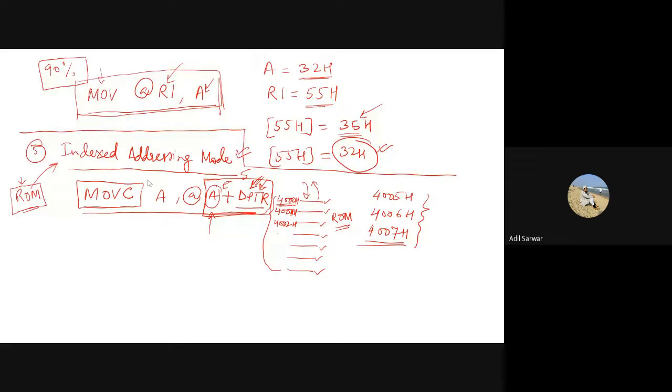Any question? सर इंडेक्स एड्रेसिंग मोड एक बार और बता दीजिए. अच्छा, एक मिनट. तो एक एग्जांपल मैं आपको ले रहा हूँ.